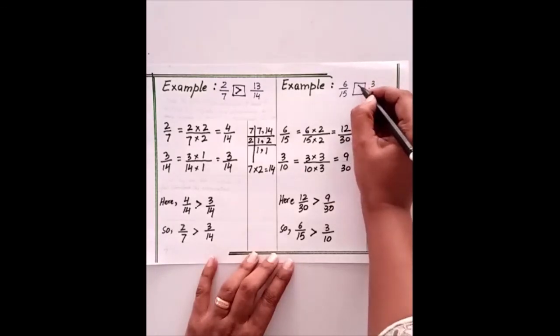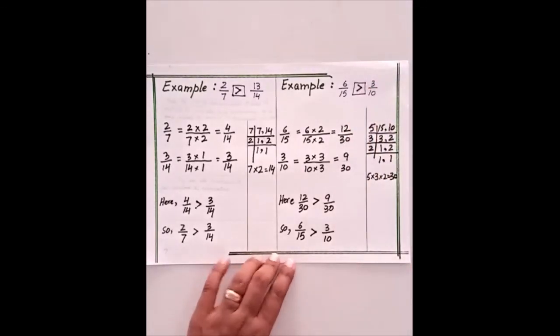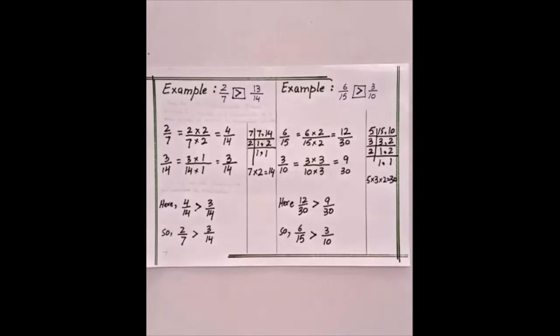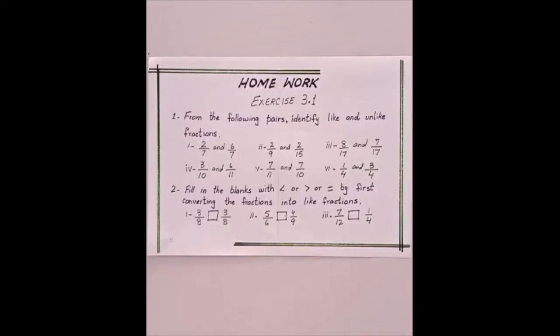Same sign we put here. 6 upon 15 is greater than 3 upon 10. Understood, students? I hope with the examples you clearly understand the concept of like and unlike fractions and what is equivalent fractions. Now you have to do the homework.